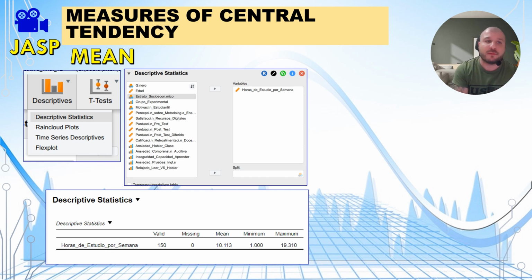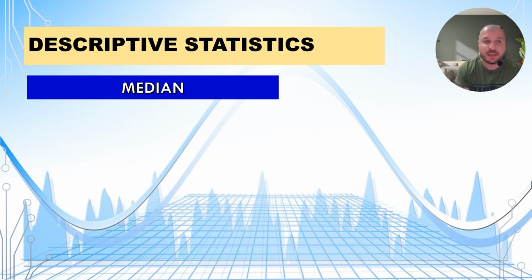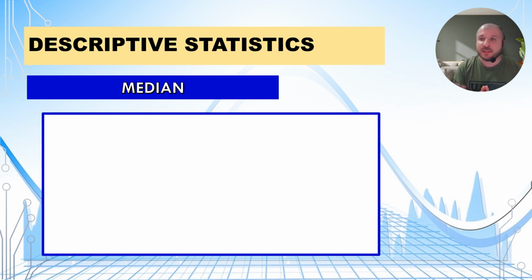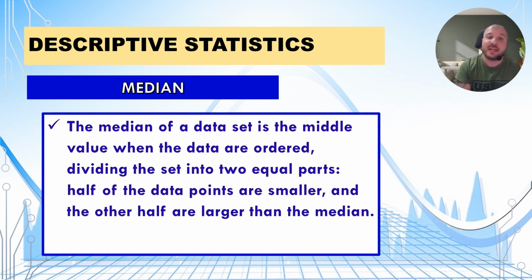In the case of the mean, we have another measure of central tendency, and here we go, the median. What is the median? The median, right, is like the middle value when the data are ordered. So we divide the set into two equal parts. Half of the data points are smaller and the other half are larger than the median. Now, how do we report the median here? We do it like that: Median 12, for example.